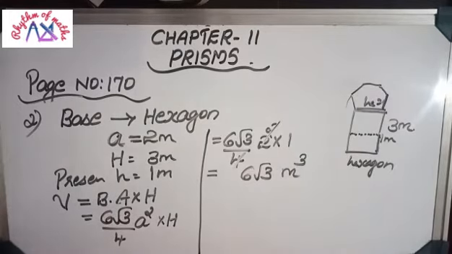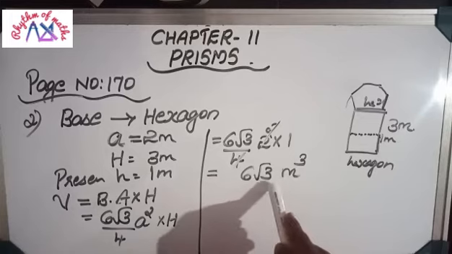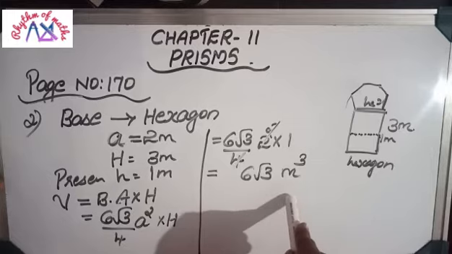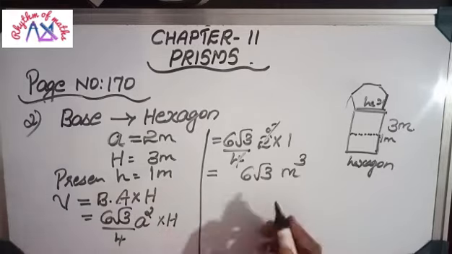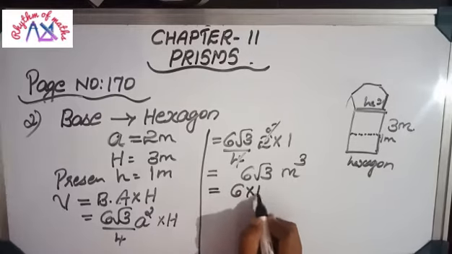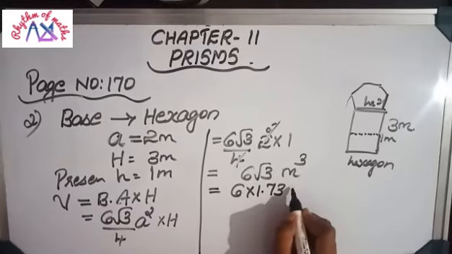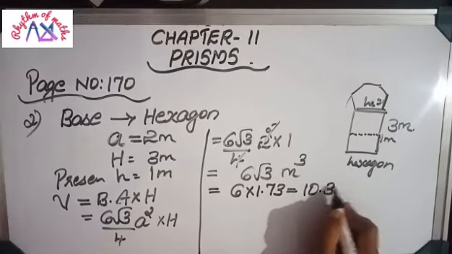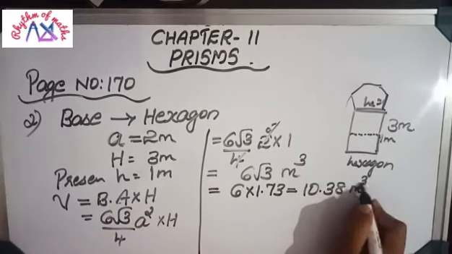But here we have to find the answer in liter. So first of all we have to apply the root 3 value. If it is not specified, you can stop here, but here answer we need in liter. So to convert into liter, first of all apply the root 3 value. So 6 into 1.73, approximate value of root 3 is 1.73. So answer is 10.38 meter cube.